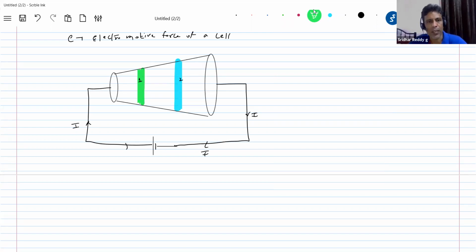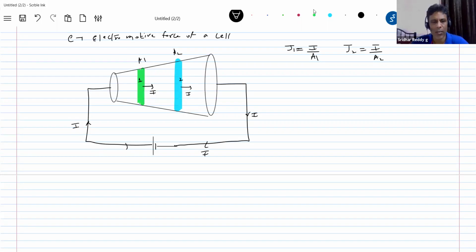What will be the drift speed? What will be the current? So the same current will flow. So here the area of cross section is A1, this A2. So what will J1 be equal to? J1 equal to I by A1. J2 is equal to I by A2, the current density.